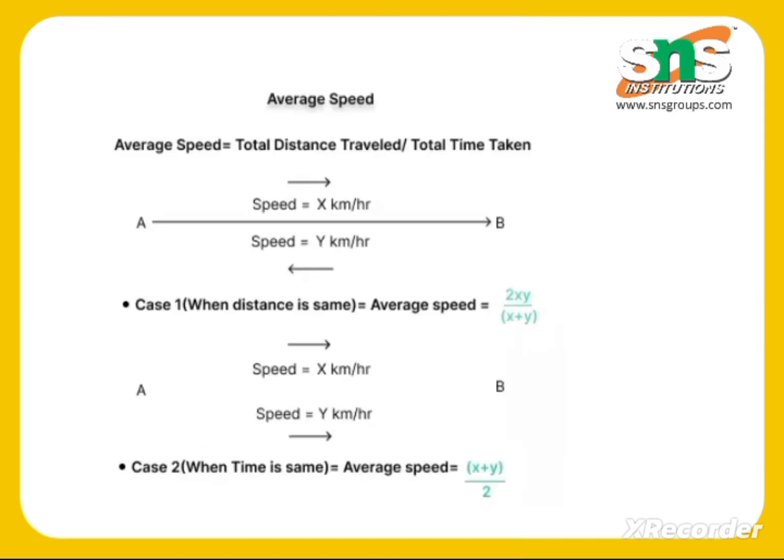Now, next, what is average speed? Average speed is equal to total distance traveled by total time taken. We know speed is equal to distance by time. So average speed will be total distance traveled by total time taken.